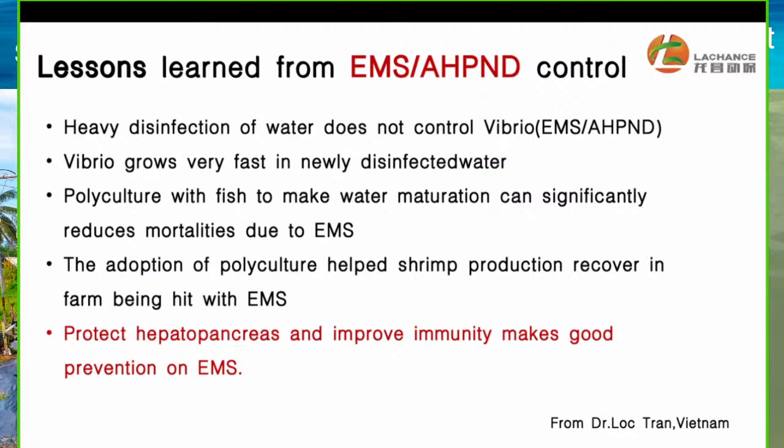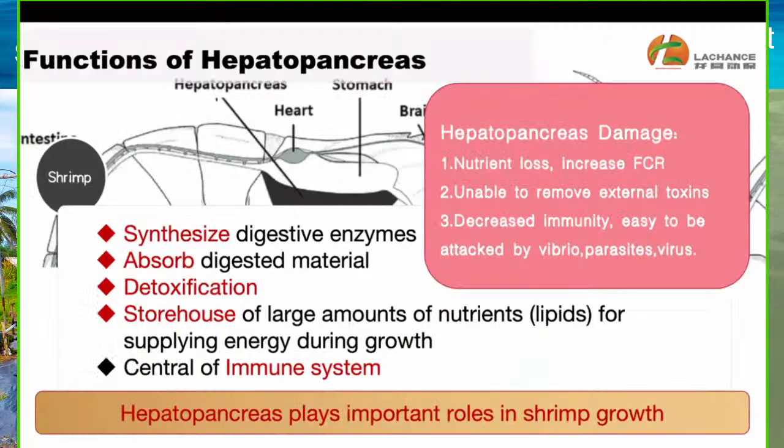Another key point, we need to protect the shrimp's hepatopancreas and improve the immunity. It helps make a good prevention against EMS, because we know the hepatopancreas function is very important for the shrimp. The hepatopancreas helps synthesize the digestive enzymes to digest the nutrients from the feed, and also absorbs a lot of digestive materials from the feed. It also does detoxification, and stores a large amount of nutrients like lipids. The lipids come from the fat in the feed and supply the energy for shrimp growth. The hepatopancreas is also a center of the immune system of the shrimp's body. So we know the hepatopancreas plays a very important role in the shrimp's body.